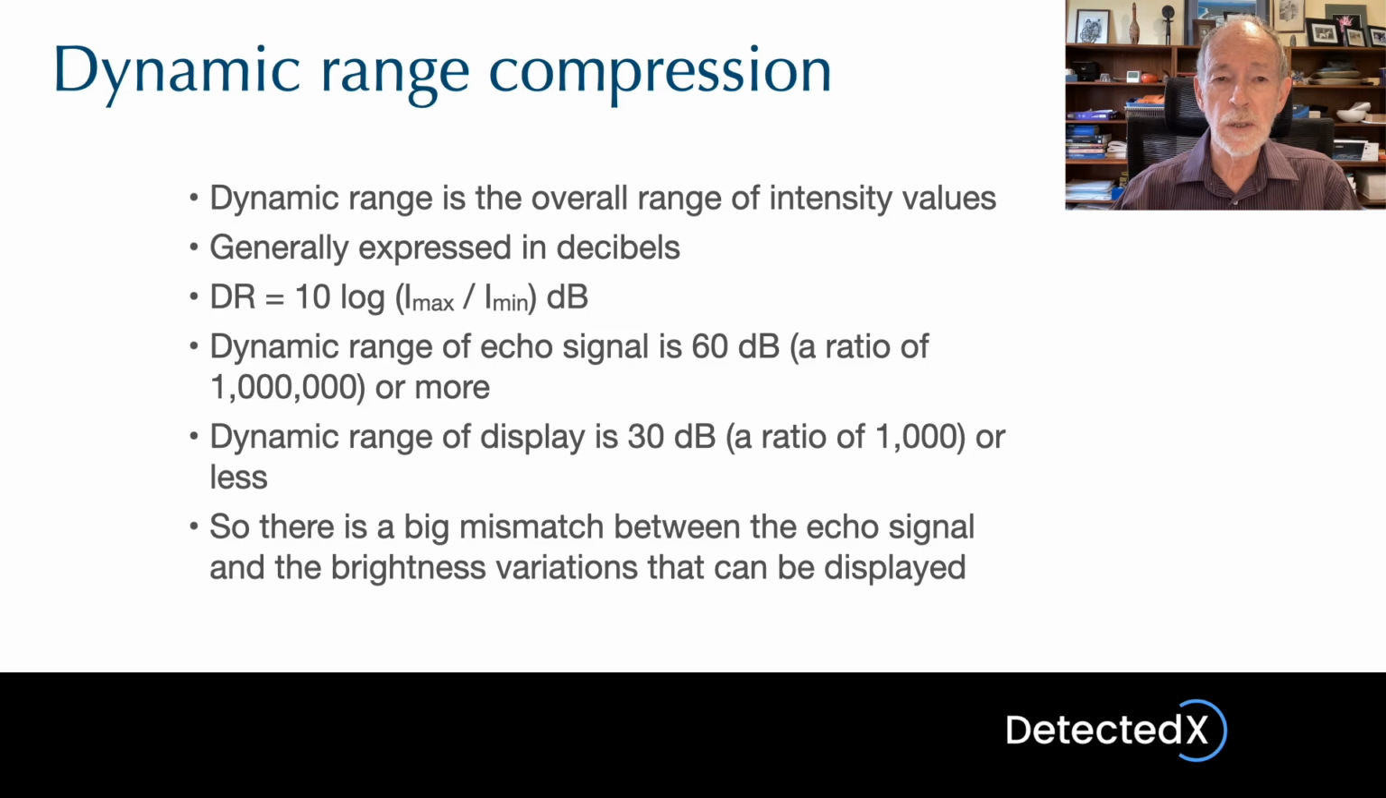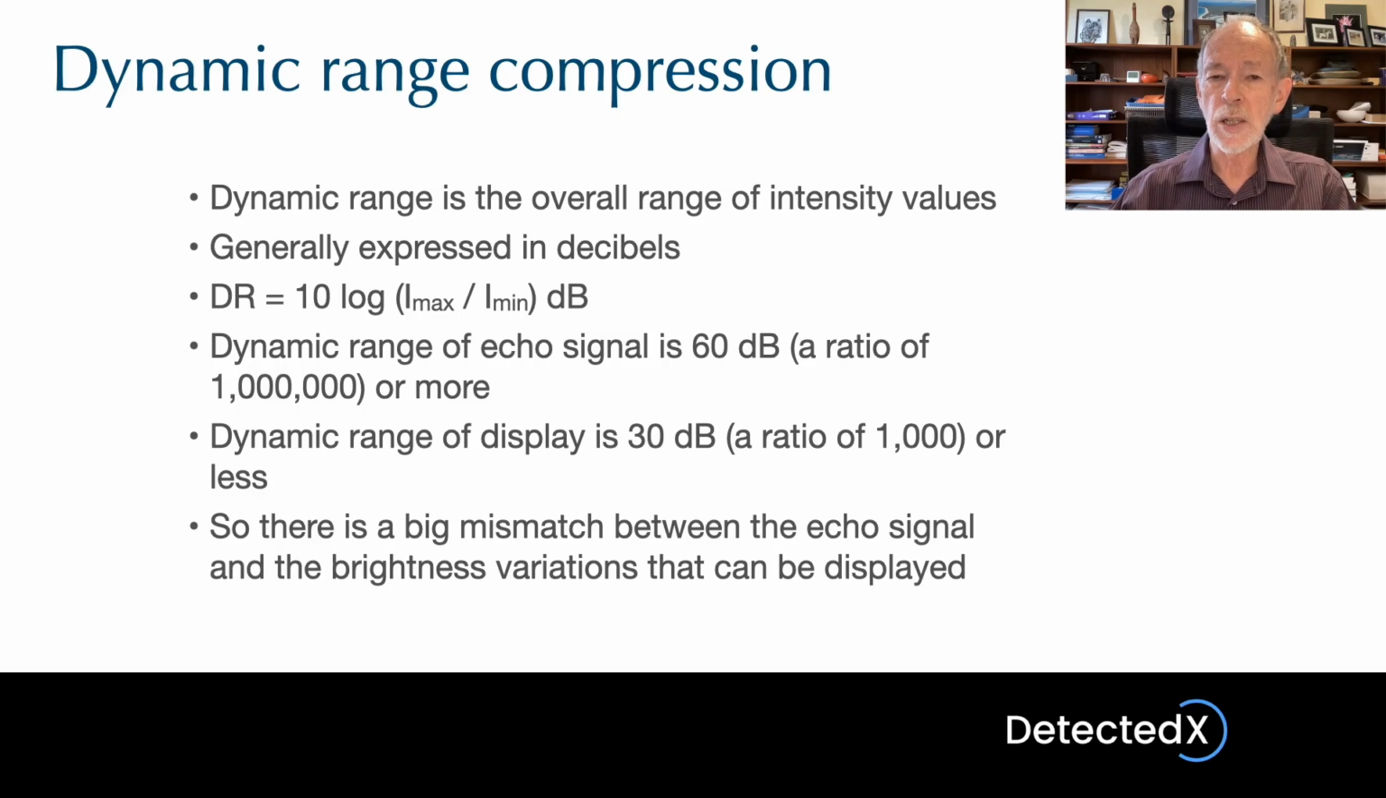Now we come to a very different concept, and that's the concept of dynamic range. Dynamic range is a general term used to refer to a range of variation of something. And in our case, we use the dynamic range term to talk about the variation of echo intensity values. So I can talk about the dynamic range of the received echoes that the machine actually detects. And this is going to be very large. Even after the TGC function has corrected for this dynamic range, there's still likely to be a range of about 1 million to 1 in echo strengths.